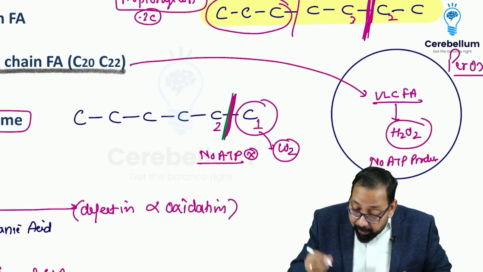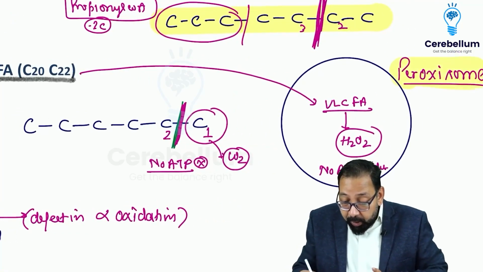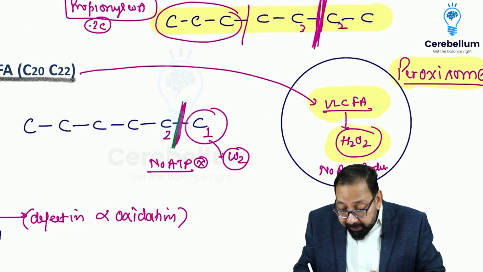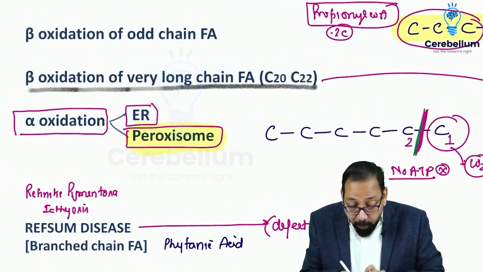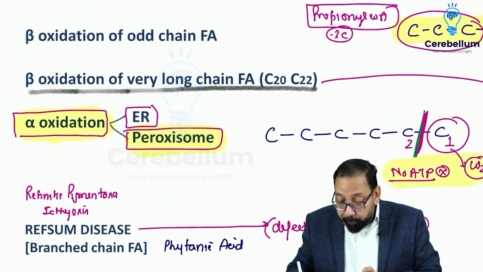So you can say in the peroxisome, very long chain fatty acid beta oxidation produces no ATP. In the peroxisome, alpha oxidation also produces no ATP.